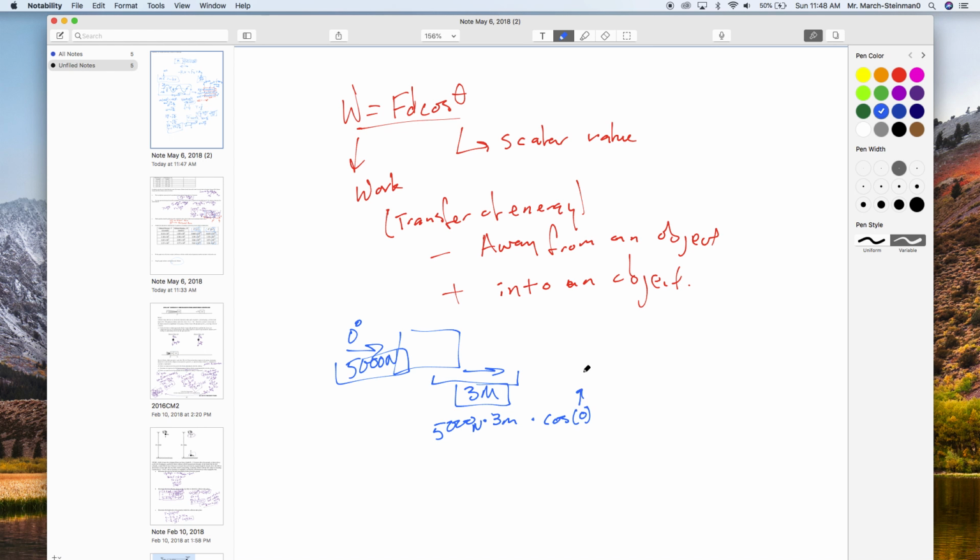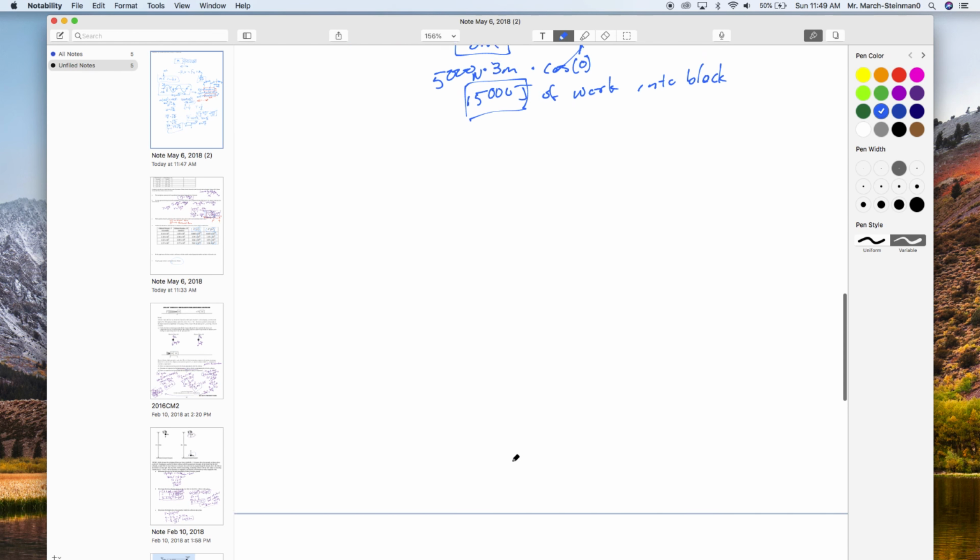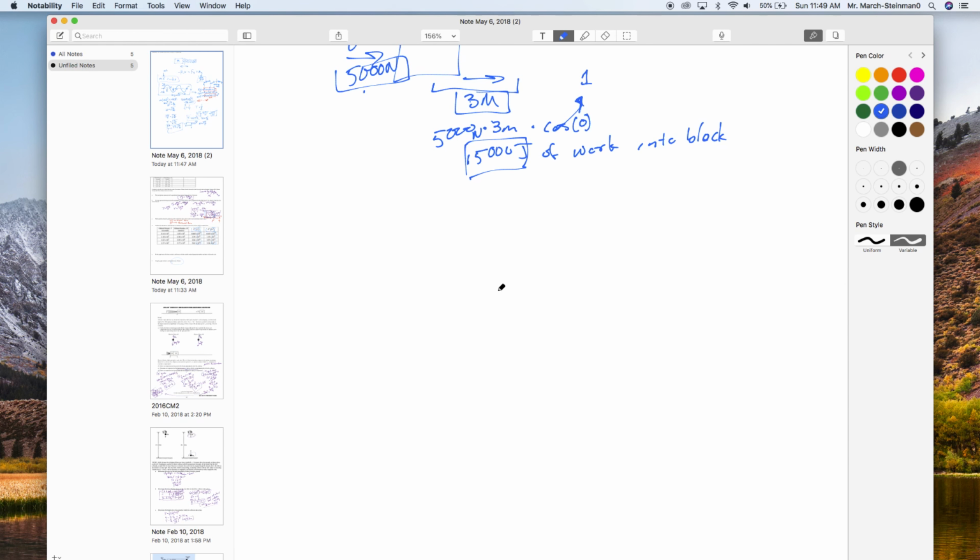And what's the cosine of 0? The cosine of 0 is 1. And therefore, I just produce 15,000 joules, or I transfer 15,000 joules of work into the block. Doesn't matter how heavy it is here. We're just considering the fact that I applied a force across some distance at some angle and produced or transferred a certain amount of work, or a certain amount of energy.